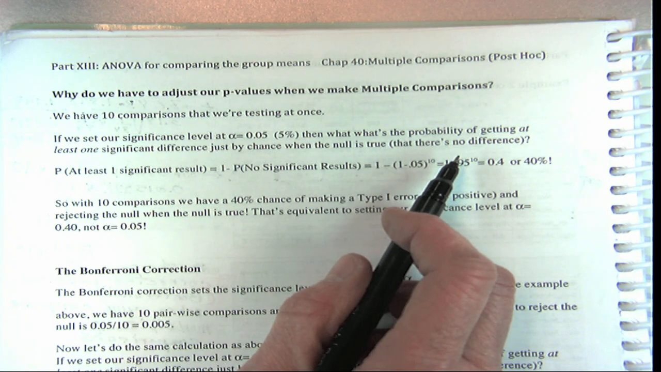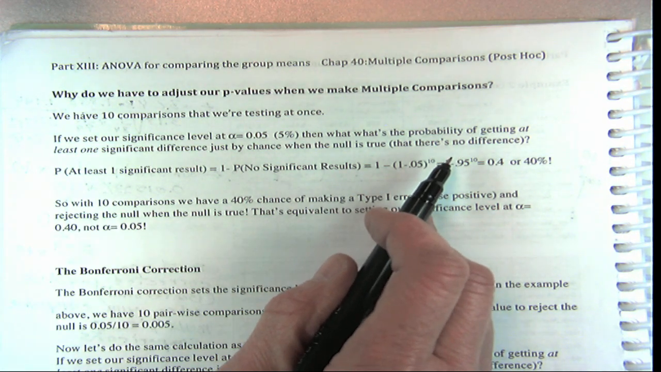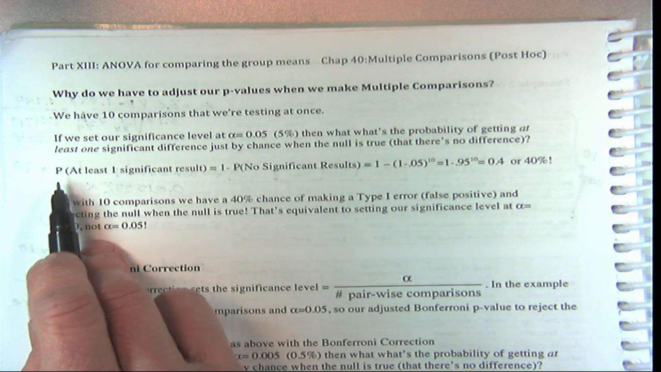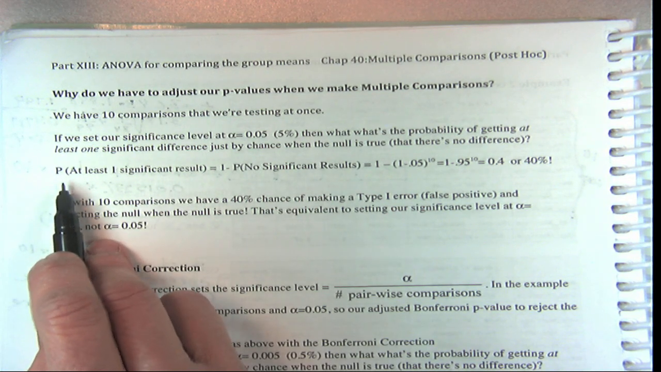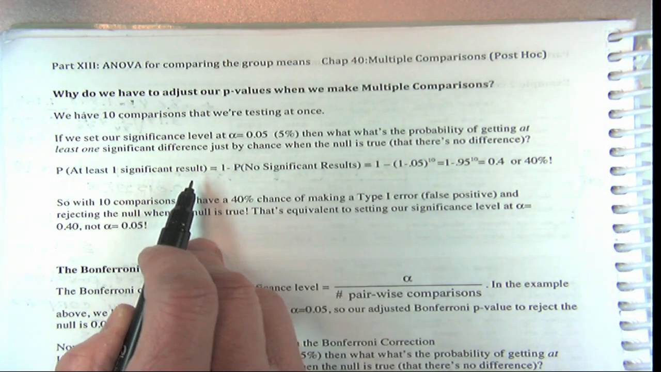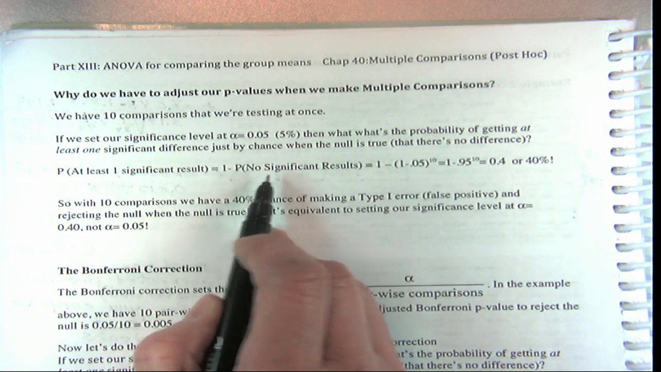In the population, they're all the same. But in our sample, just by random luck, they're not going to be exactly the same, so what's the chance of getting such a big difference? Well, we can use our probability rules. The probability of at least one significant result is what?